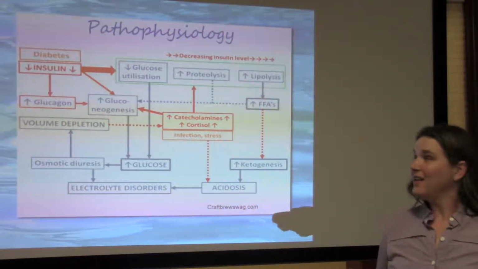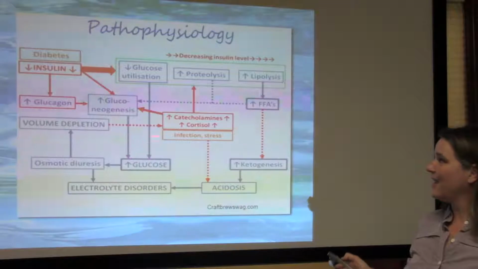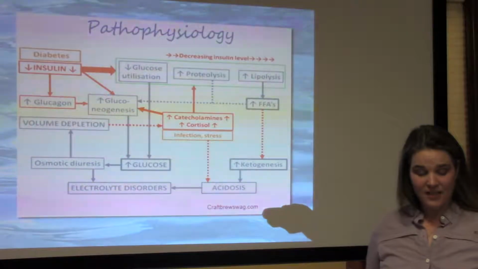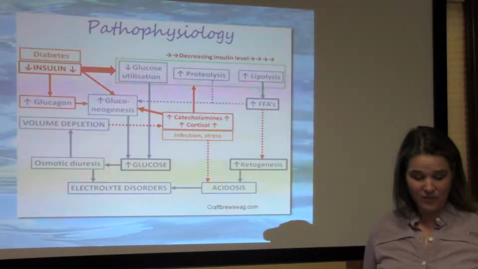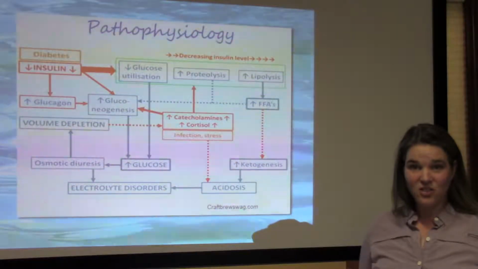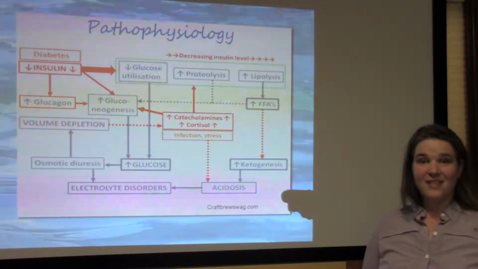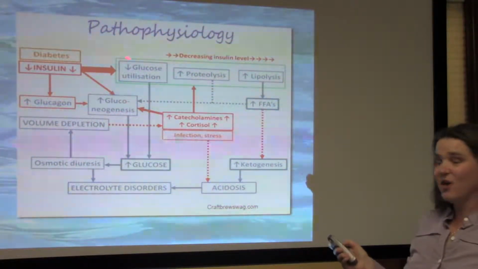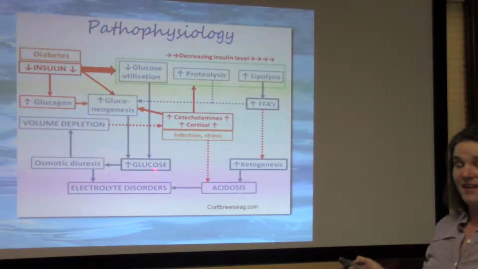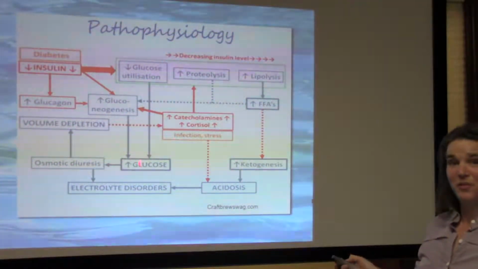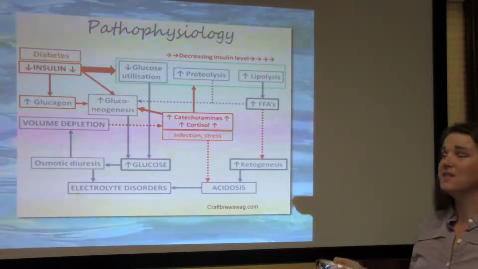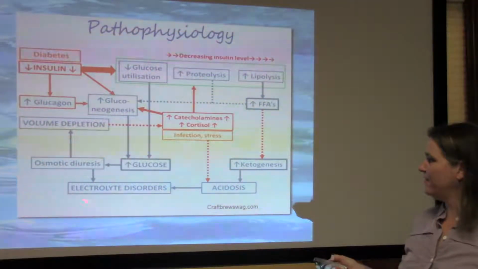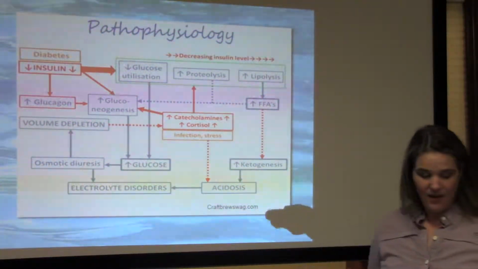Our bodies know they need energy, but they can't absorb the glucose that's circulating. So they break down fat into ketones, they break down proteins into amino acids, they break down glycogen to make more glucose, and they do gluconeogenesis, trying to make more glucose. But they're not responding, so they release catecholamines and cortisol, stress hormones, which ramp up this whole system and make things worse. This also results in a lot of electrolyte disorders, acidosis.